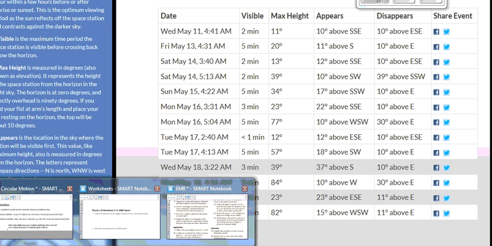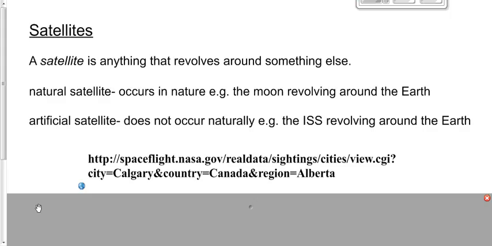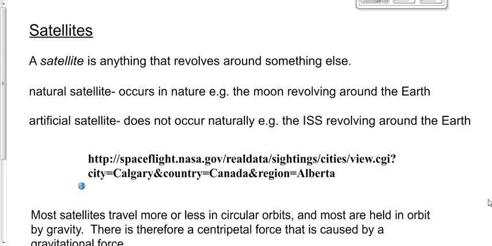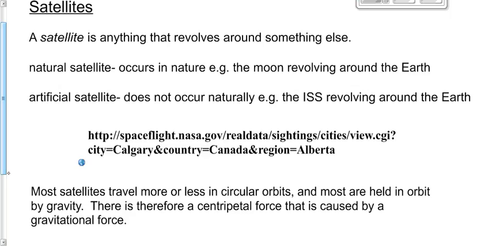All right, so that is an example of a satellite. It's an artificial satellite, but it behaves just like the Earth revolving around the sun does, and it revolves around the Earth for the same reason as the Earth revolves around the sun. We say down here that most satellites travel more or less in circular orbits, although really it's usually an elliptical orbit, but it's close enough to a circular orbit that the analysis that we're going to apply is going to work for us.